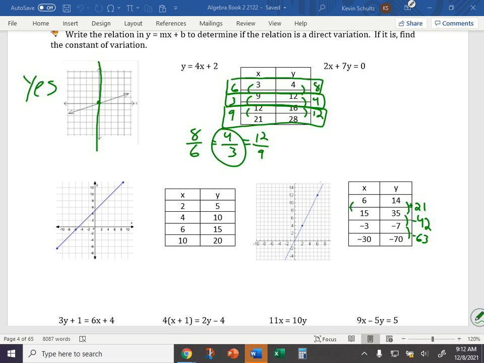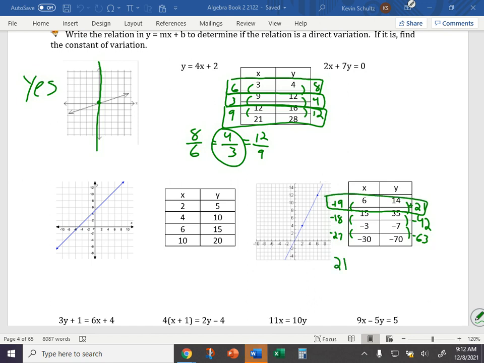So what's the change in x from 6 to 15? 9. Positive 9, right? How about from 15 to negative 3? Negative 12. No, that's negative 18. And then negative 3 to negative 30? Negative 27.